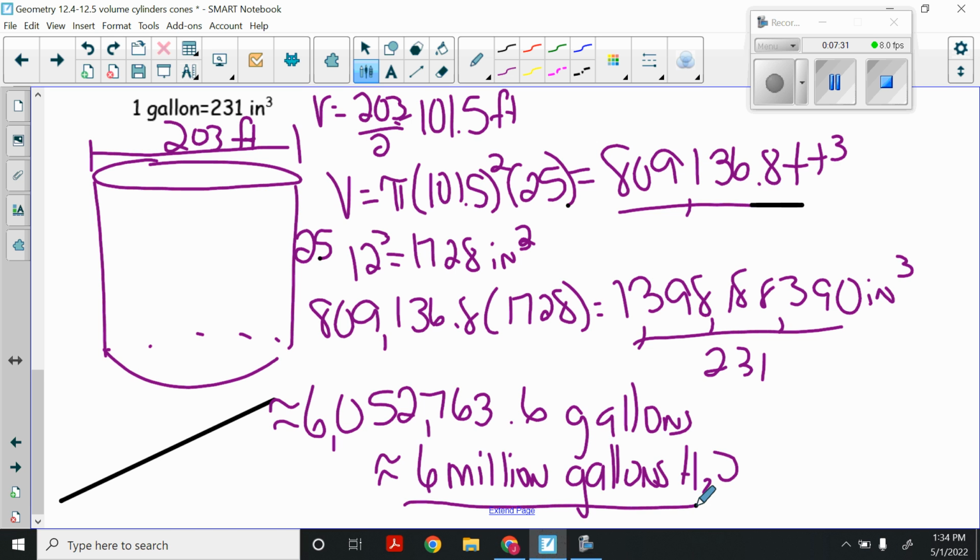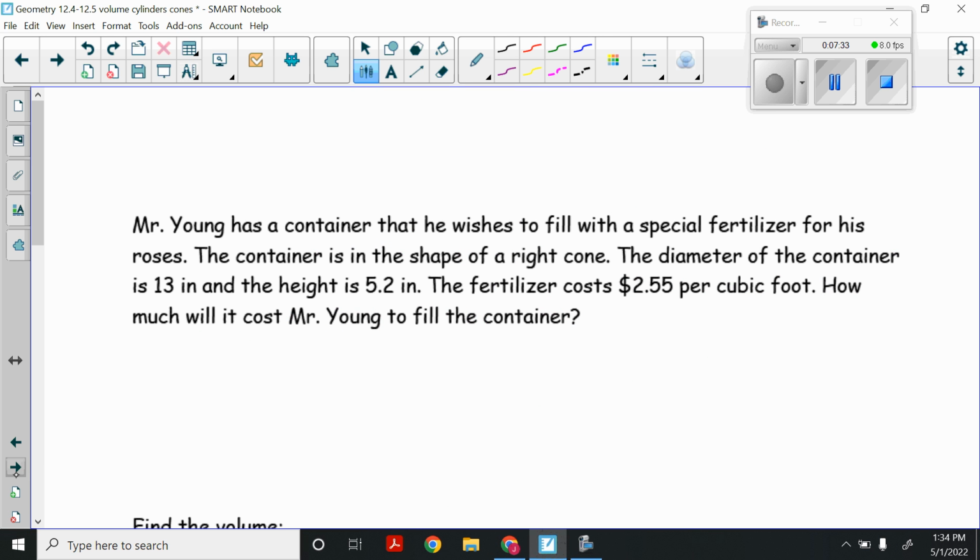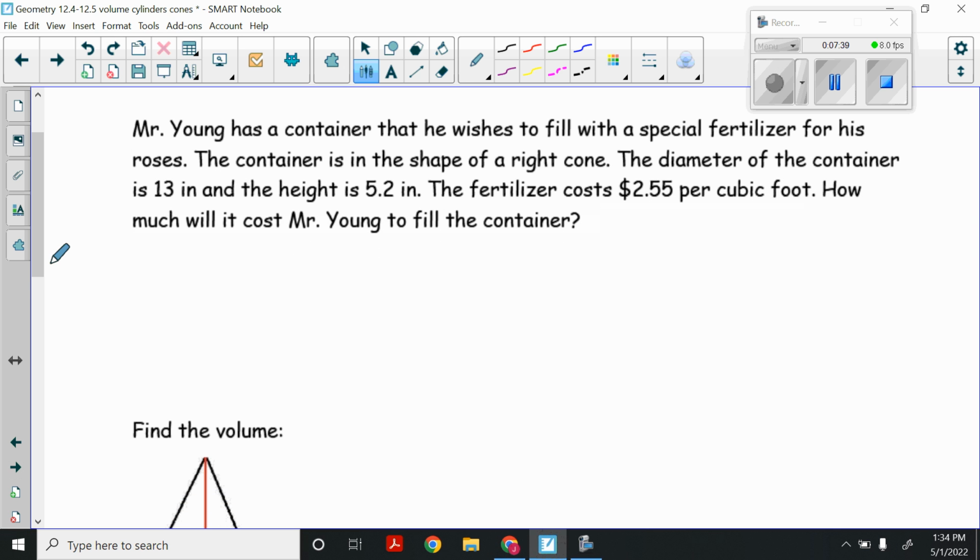All right, so let's go to our last page. Mr. Young has a container that he wishes to fill with a special fertilizer for his roses. The container is in the shape of a right cone. Okay, so here's our cone. The diameter of the container is 13 inches, and the height is 5.2 inches. The fertilizer costs $2.55 per cubic foot. How much will it cost Mr. Young to fill the container?